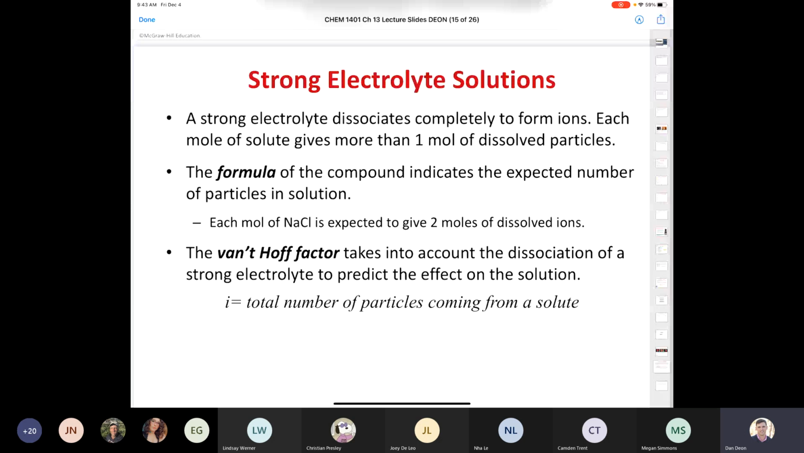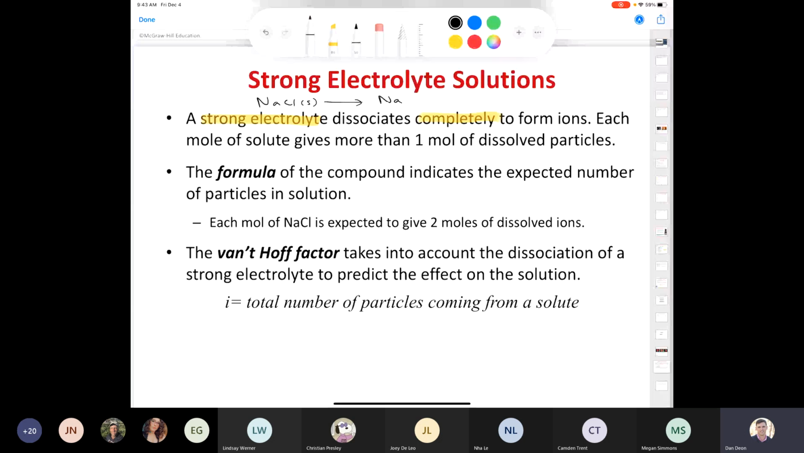Well, remember, we talked about this before. We said a strong electrolyte is going to dissociate completely. Okay, complete dissociation. An example, let me just give you one off the top of my head. Sodium chloride, right? Easiest example there is. If I put sodium chloride in water, that's going to completely dissociate into sodium ions and chloride ions, right? So sodium chloride solid, complete dissociation, right? That's why I put the arrow in one direction like that.